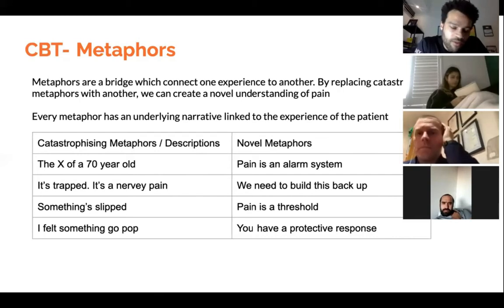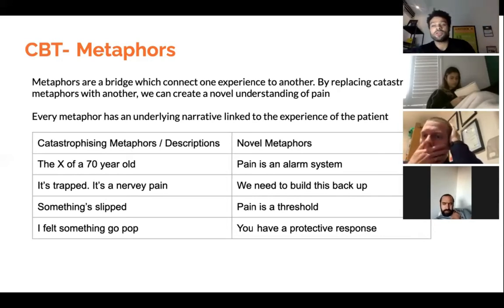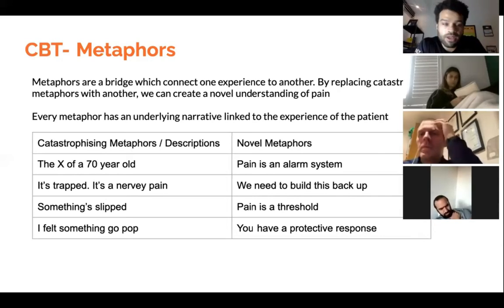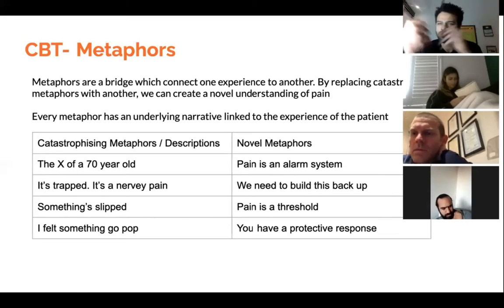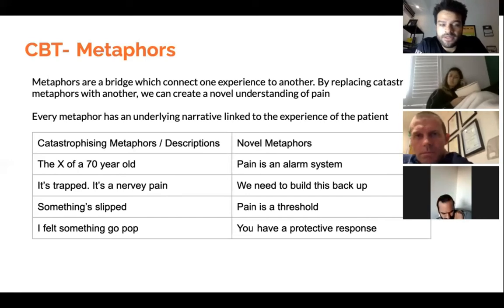Metaphors are very, very common in not just human experience, but also in human language and human words. So even the term understanding, nothing is understanding. It's just that you're saying that you get the idea. You could stand under it and hold it up, for example. So these are catastrophizing metaphors and descriptions that our patients would often use. I have the spine of a 70-year-old. It's trapped. It's a nervy pain. Something slipped. I felt something go pop. None of these empower the patient.